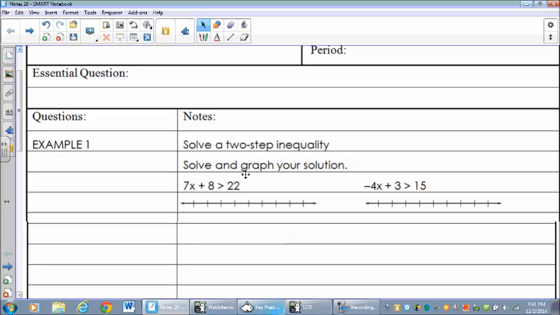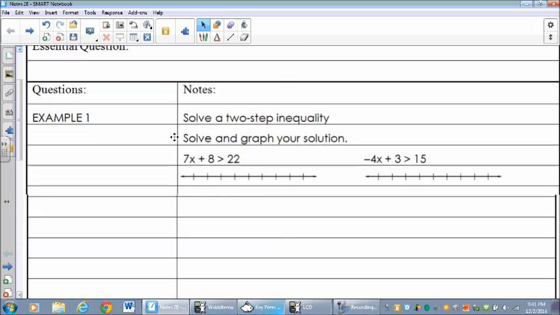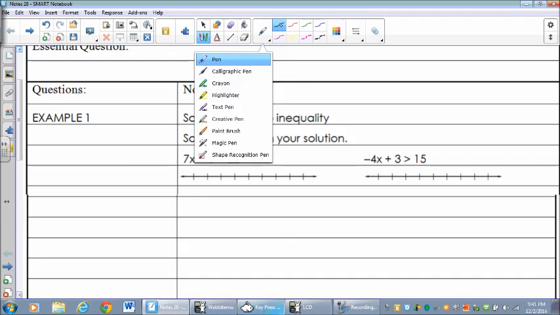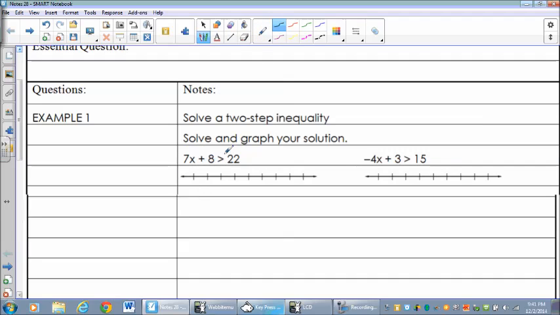There's no vocabulary words. So it says solve a two-step inequality. It says solve and graph your solutions. So here we go with this problem. Remember, we're going to use this in the calculator. Remember, we're going to put the left side into y1. We're going to put 7x plus 8. And then in y2, we're going to put the 22. Okay, so get your calculator and let's plug it in.